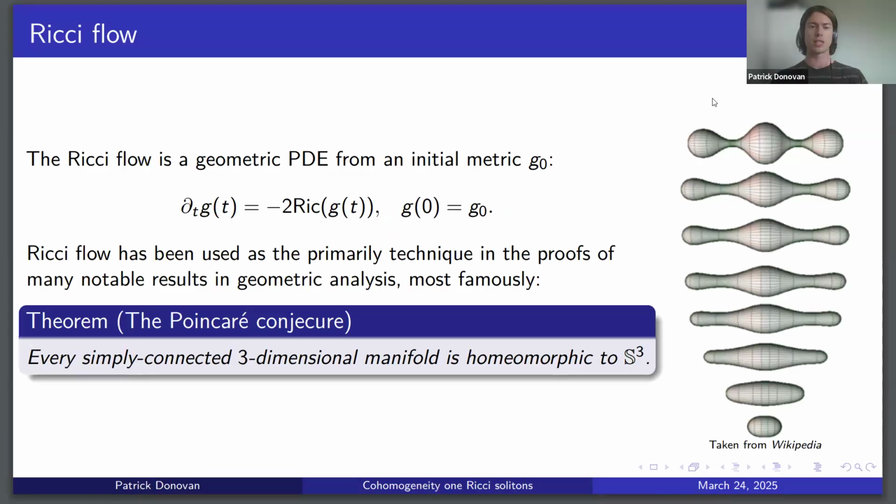Ricci flow is the primary technique used in the proof of many notable theorems. Particularly, we have, of course, the Poincare conjecture by the work of Perelman and many other great mathematicians. We also have many other theorems like the resolution to the differential sphere conjecture, the Böhm-Wilking rounding theorem, and many others. Too many to name, but the point is Ricci flow is this very powerful technique that we want to use as much as we can.